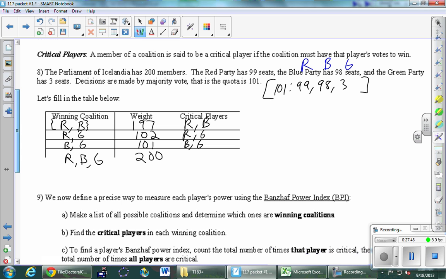So let's focus on B. The question is, is B critical? Well, if we cross them off, does that still win? Yes. It still wins. B didn't really need to be here. So is B critical? No. No, we didn't need them.